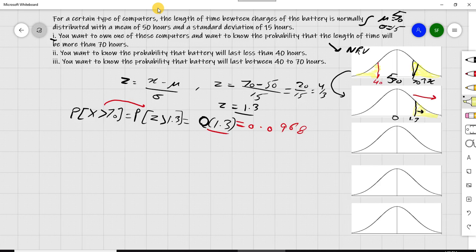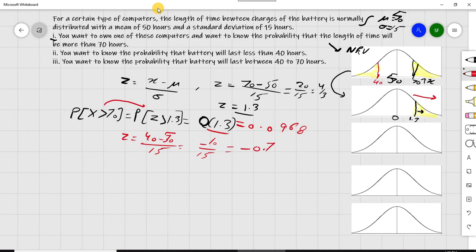So how do we find this probability? Again, the first thing that we do is the transformation. So instead of the value 70, now we put the value of 40 in this x. So the answer that we get is 40 minus 50 divided by 15, which comes out to be minus 10 by 15, which comes out to be minus 0.